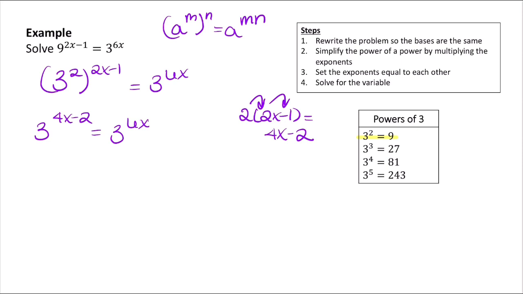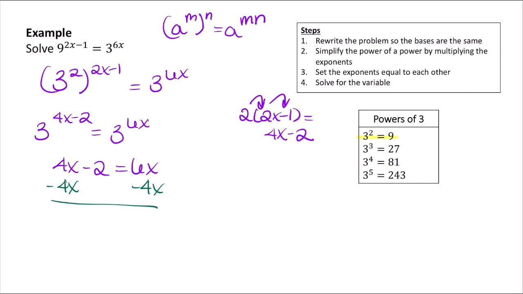Now we can take the exponents and set them equal to each other. So we have 4x minus 2 equals 6x. Now we just need to solve this algebraic equation. You can either move the 4x to the right or the 6x to the left. I think it's going to be easier if I just subtract 4x from both sides. So I'm going to do it that way.